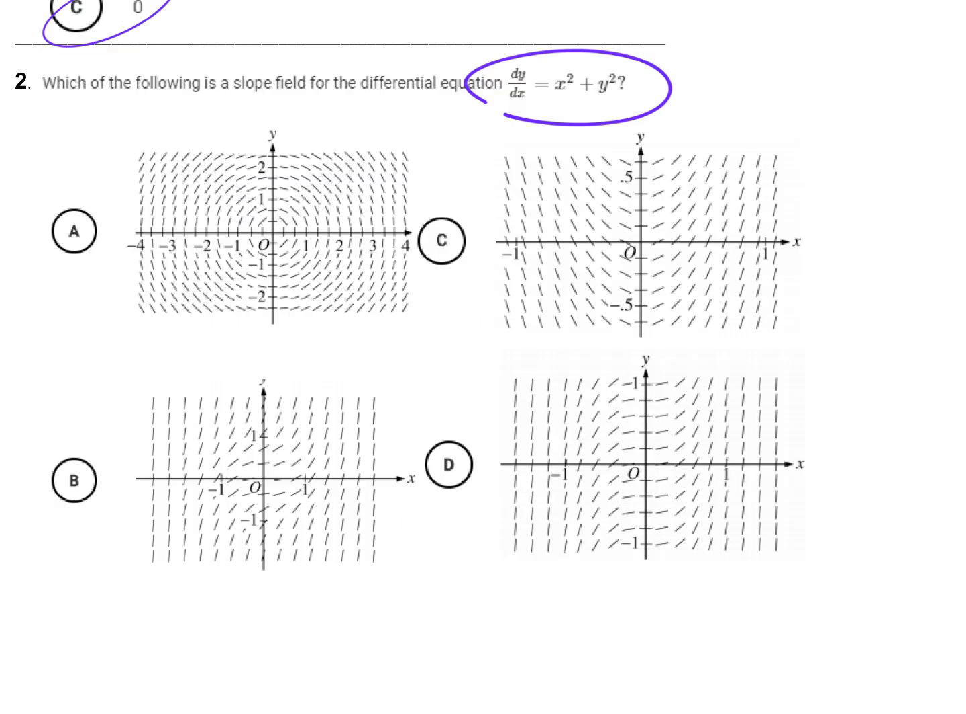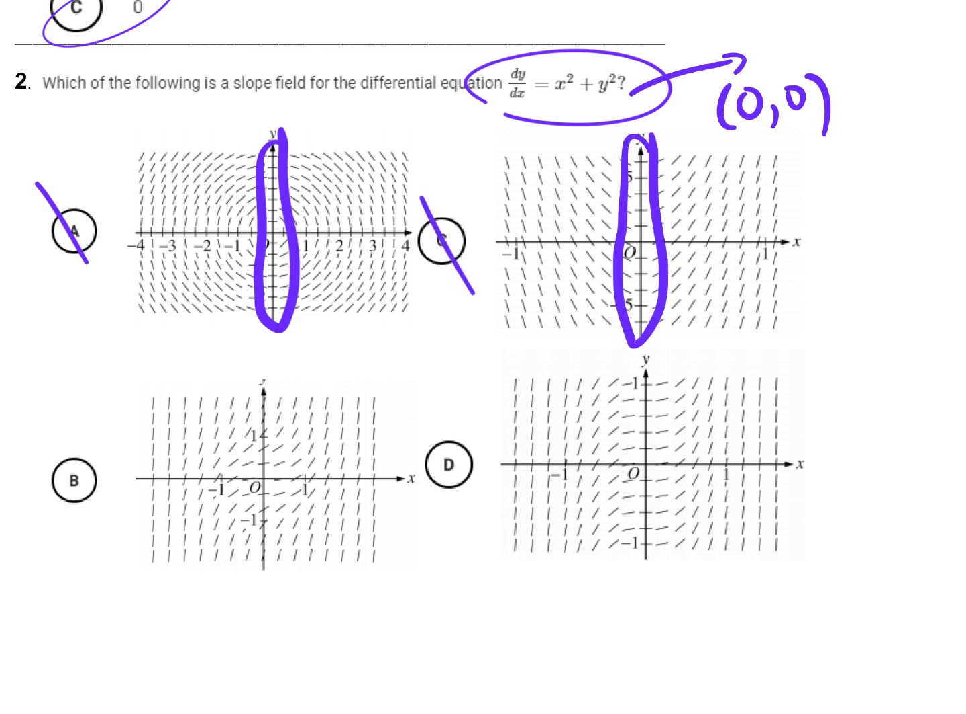So my first question is always, where is it going to be 0? If I realize that this is only going to be 0 at the point 0, 0, well, there's a lot of places here that this one equals 0, so no. There's a lot of places here that this one equals 0, so no. A lot of places here where it equals 0, so no. So it must be B.